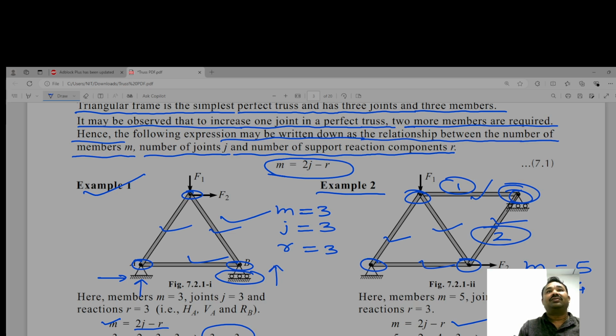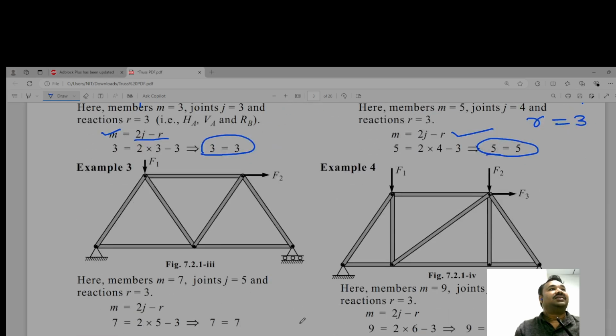What about support reactions? R is the same as previously. One roller and one hinge are there, that's why three support reactions. If you put these values, we get 5 is equal to 5. Left hand side is equal to right hand side, which means just a sufficient number of members are there to resist any kind of deformation. In this way, you can check various structures.